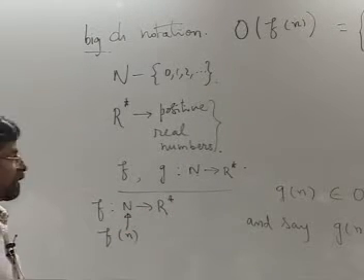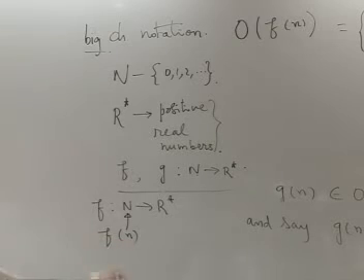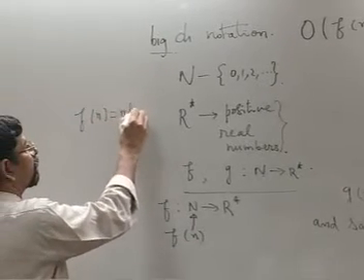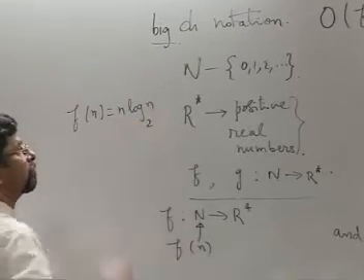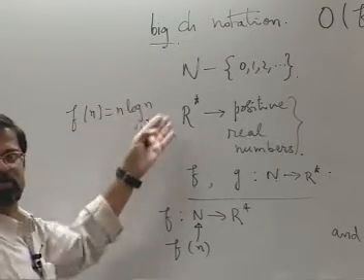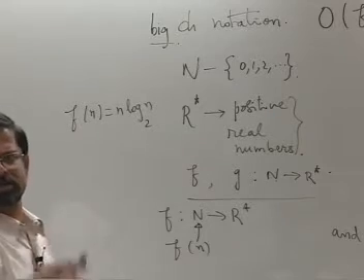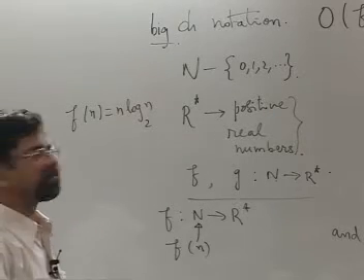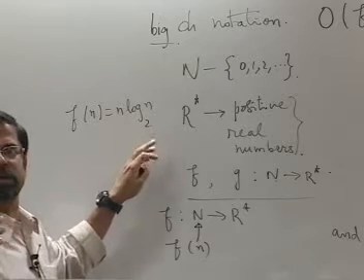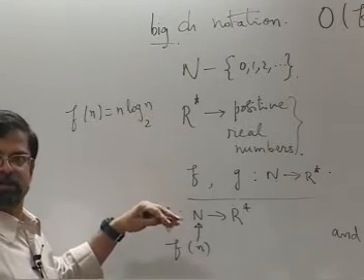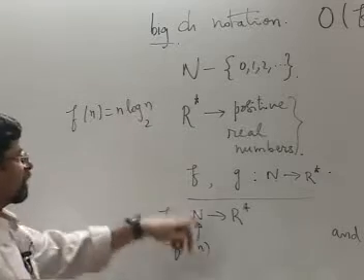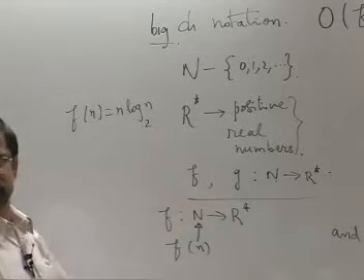Okay. For example, if you take f of n equal to n log n to the base 2. If n equal to 40, it is 40 log 40 to the base 2, which is a real number. Of course, if it is 8, 8 log 8 to the base 2, 8 into 3, 24, that is an integer, but for some numbers it becomes real. So, in general, positive real numbers.